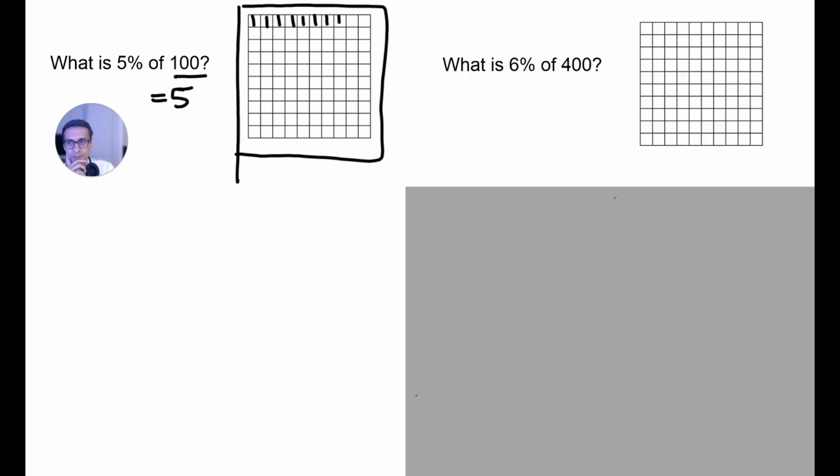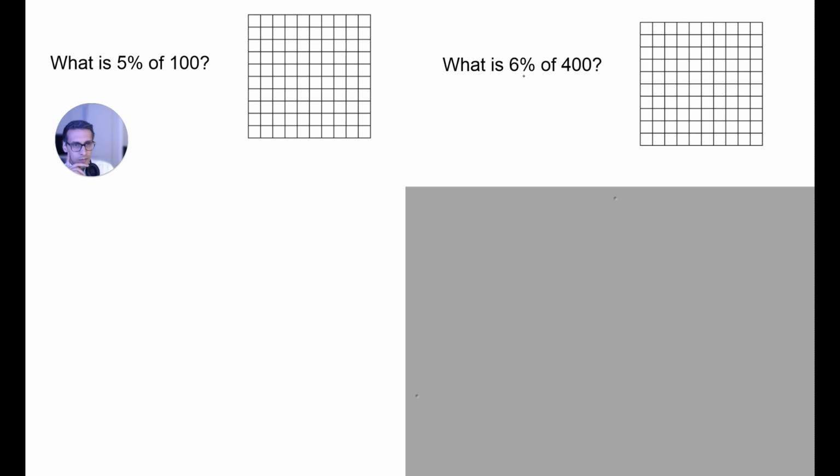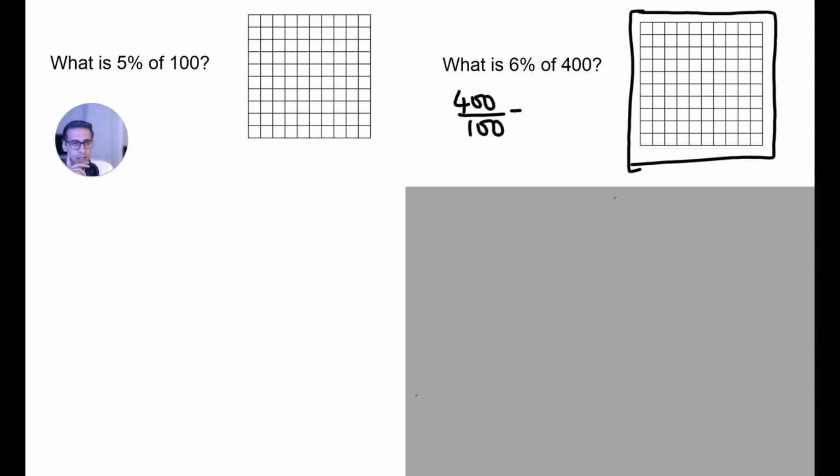6% of 400. If we have 400 and we divide it into 100 equal parts, that means that one part is worth 4. So 4, 4, 4, 4, and so on. And 6 of these 4s will make 24. So 6% of 400 is equal to 24. We're going to look at a more formal way of calculating this.